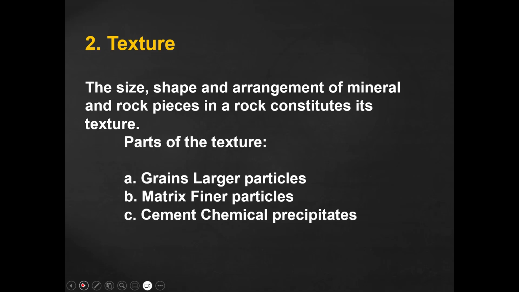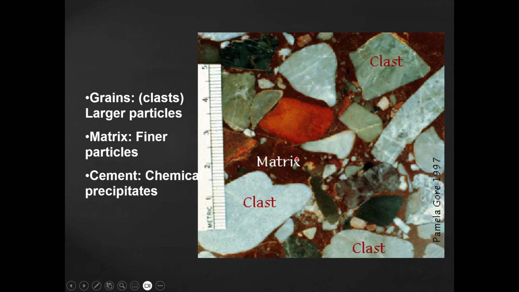The first is the grains, or the larger particles. Then between the grains you have the finer particles, which is what we call the matrix. And then the part which you don't see is the cement, which is basically chemical precipitate. So here is a picture of the clasts, which could be mineral or rock particles. You can have the finer grain area, which is the matrix, and the one which you cannot see but is there is the cement, which is most likely chemical precipitates like calcite, quartz, and so on.